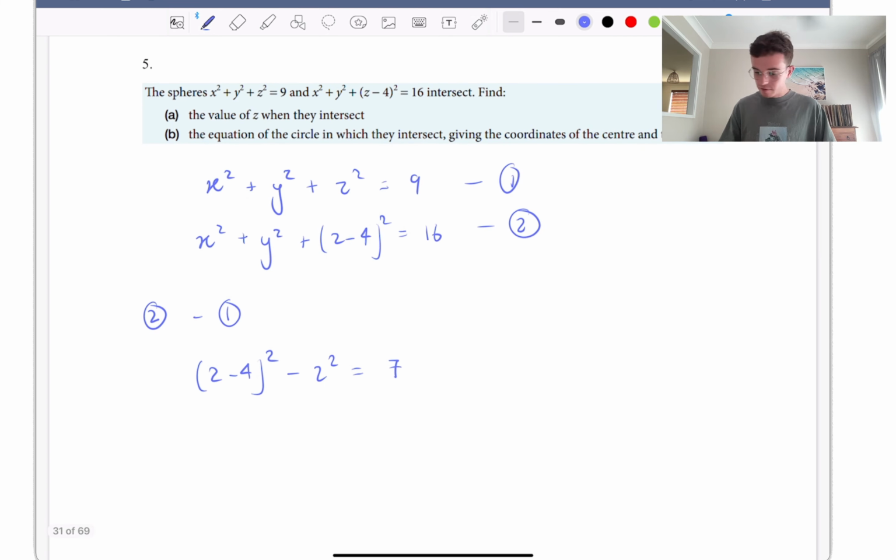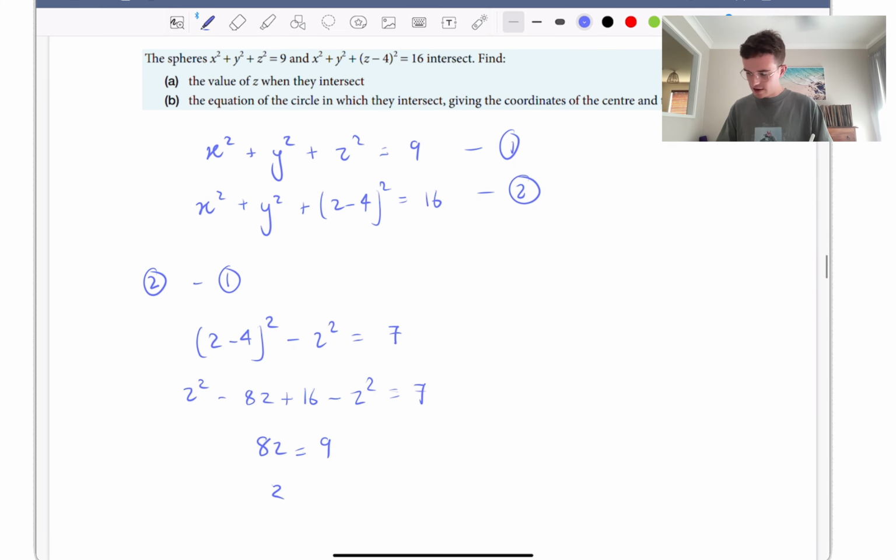So if we expand all of that, z squareds will cancel. I might do that in smaller steps, it's too many steps in one. So we've got z squared minus 8z plus 16 minus z squared equals 7. Yep. And then if we rearrange that, we're going to get 8z equals 9. So z is equal to 9 on 8. So therefore, when z is equal to 9 on 8, they intersect.